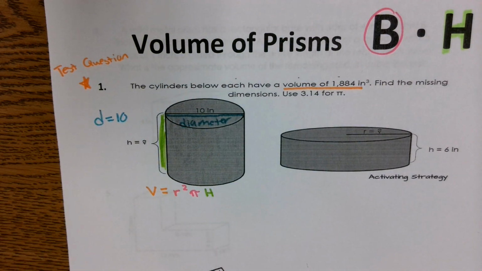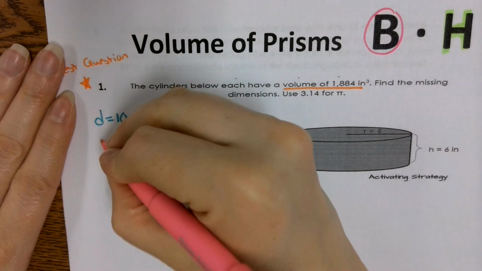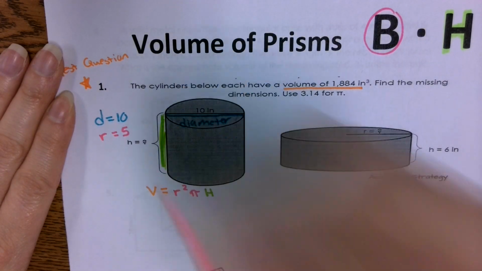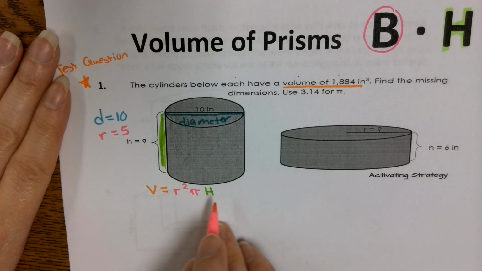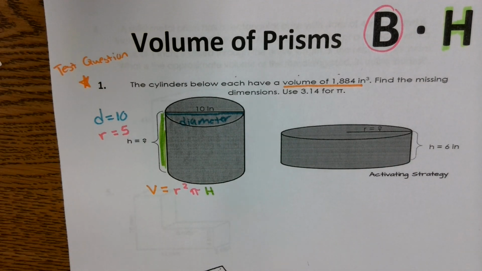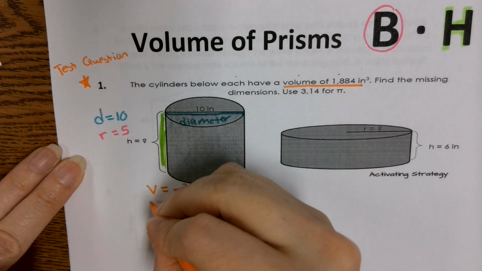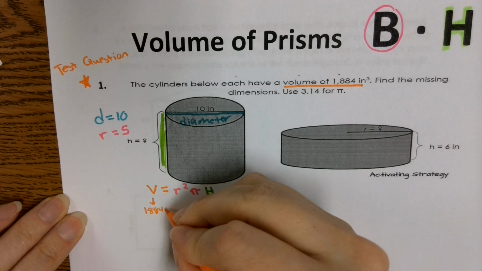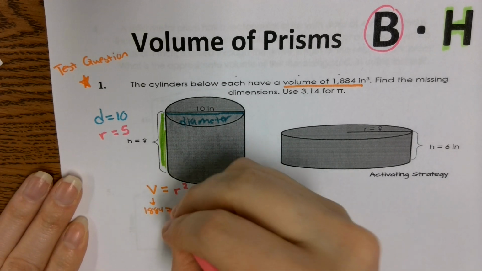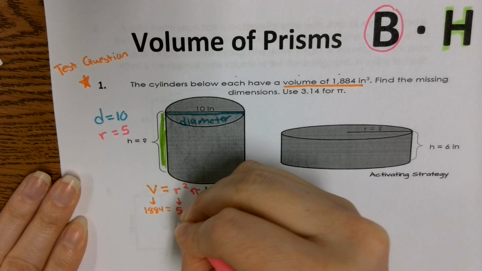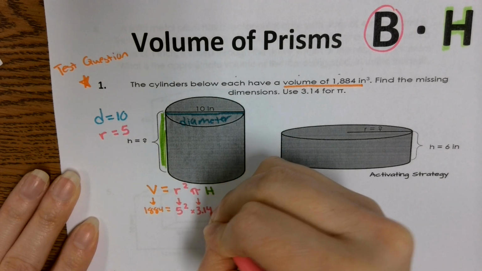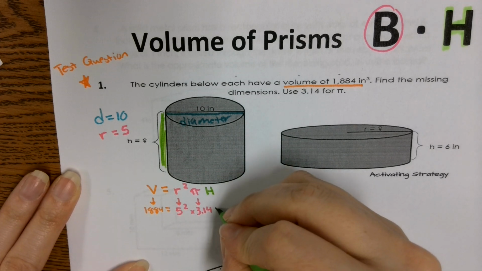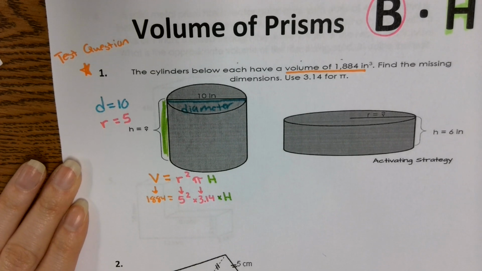So what does that make R? 5, right? R is going to be 5 because we have to divide the diameter by 2 to get the radius. So then we can substitute what we do know into the formula. We do know the volume. We know the volume is 1,884. We do know the radius. That's a 5, so we can put 5 squared. We also know pi. Pi is 3.14. So the only measurement that is an unknown is the value of our height.